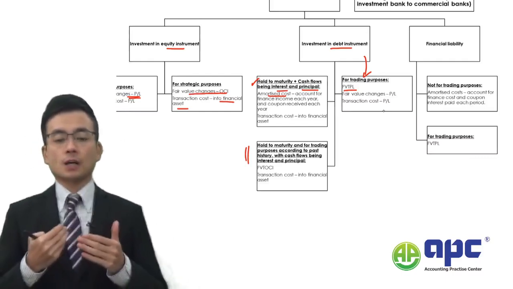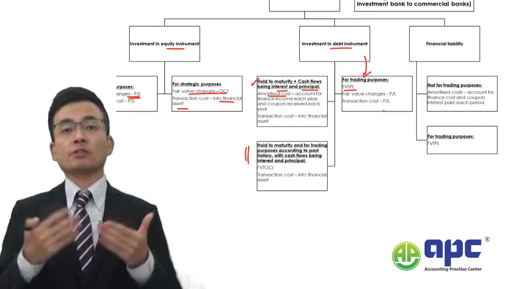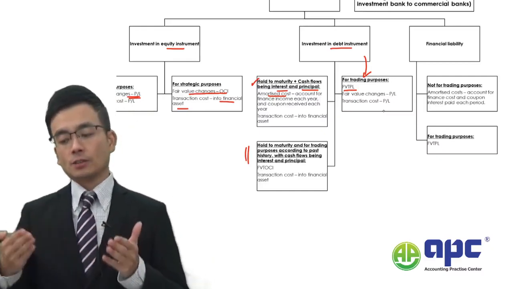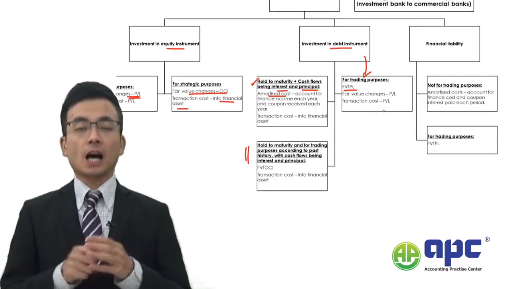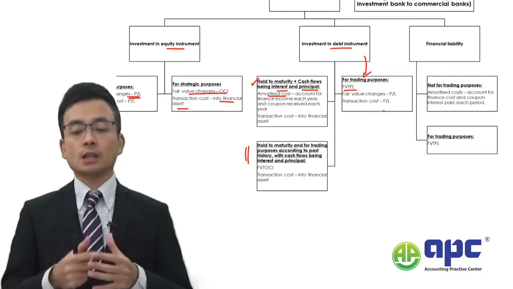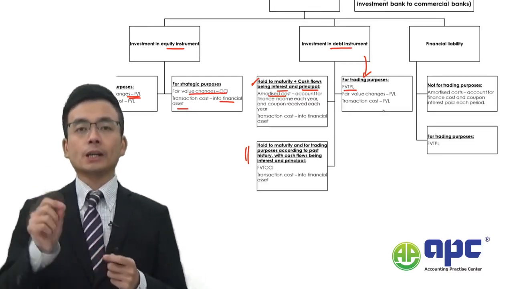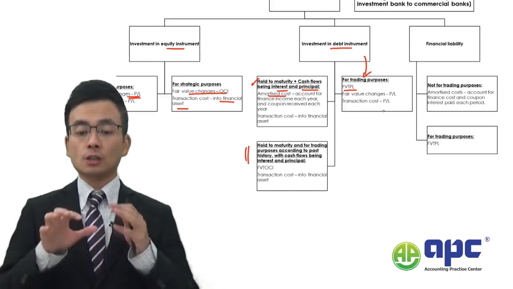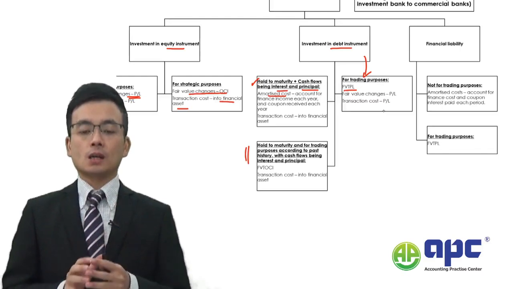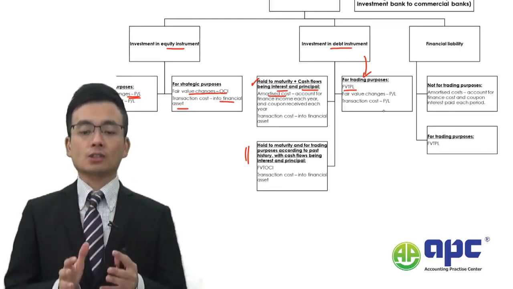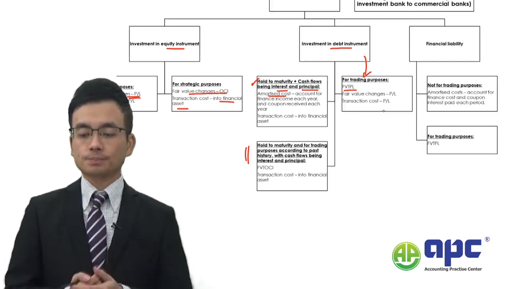But if management is remunerated based on the amount of money they can collect at the end of the life of the financial assets, if this is the case, then I can conclude that 9 out of 10, this could be held to maturity. So we need to look at the company's policy as well as the management's remuneration to determine the practice that the management has, to determine in what category the investment in that instrument should be recognized.